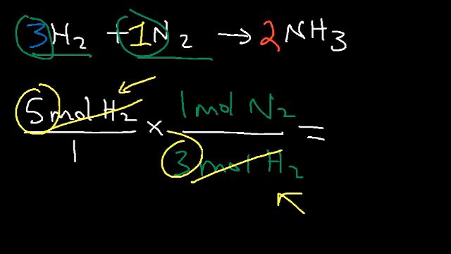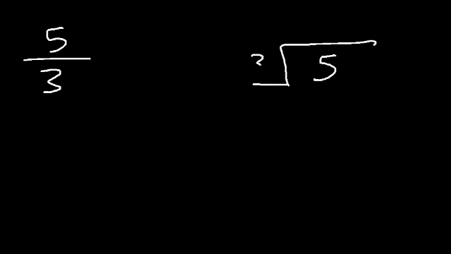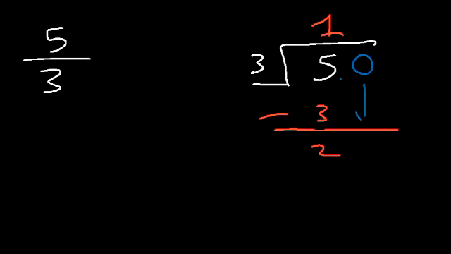Now 5 divided by 3, we know it's less than 2, but how much is it exactly? So if you want to get a decimal value for it, we need to use long division. So let's put the 5 on the inside, the 3 on the outside. So 3 goes into 5 one time, with 2 remaining. So now let's add a 0. How many times does 3 go into 20? 3 goes into 20 6 times. 3 times 6 is 18, with 2 remaining.